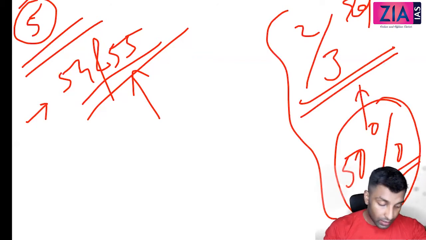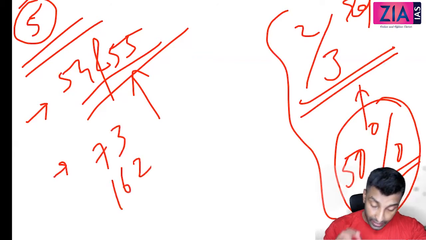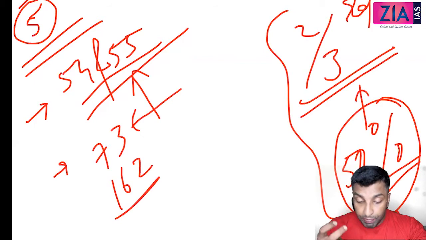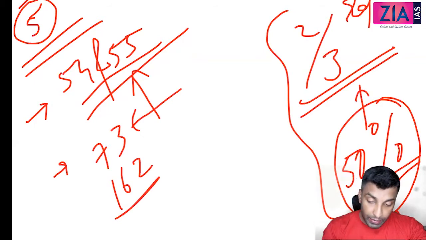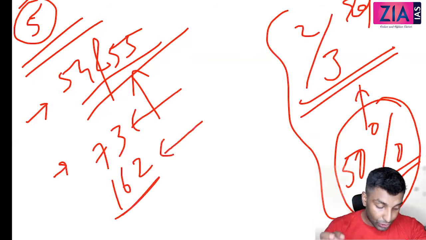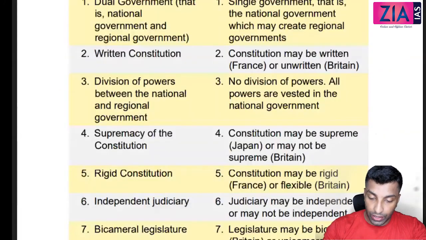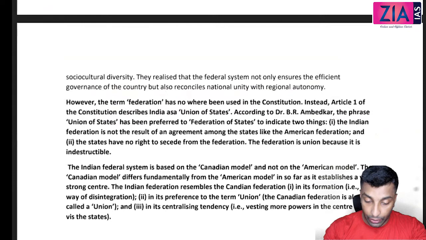Now what about the second one, Article 73 and 162? Any idea about these two? 73. See, Article 73 is actually the extent of executive power of the union. Similarly, Article 162 is the executive power of the state. So in those cases also you need, guys, everything is there in the PDF. So you don't need to worry, you don't need to write down all these things. Whatever is required, I'll tell you.